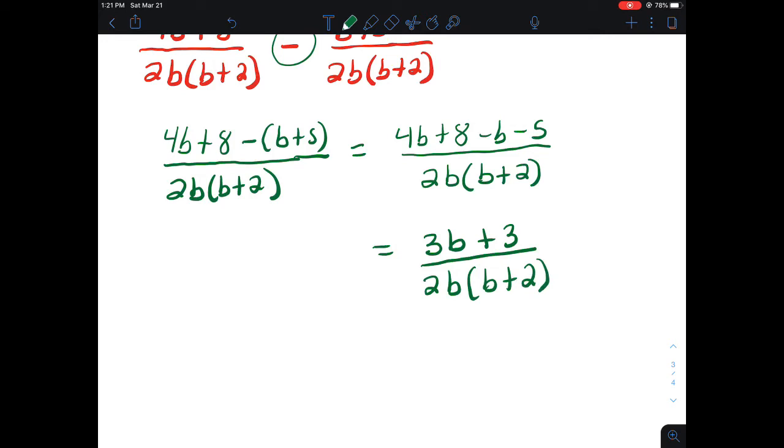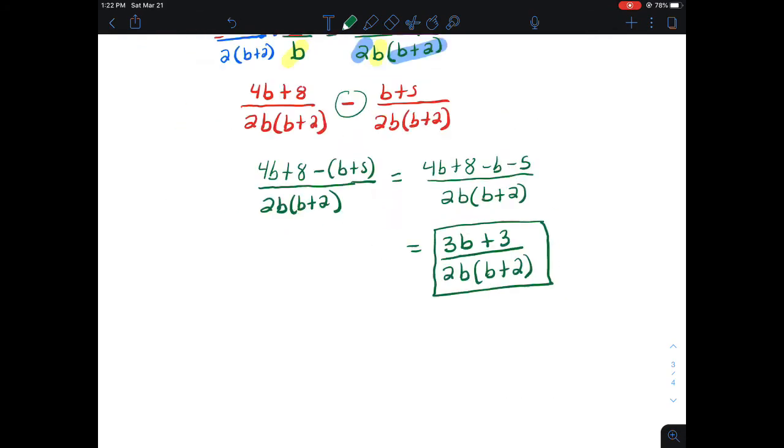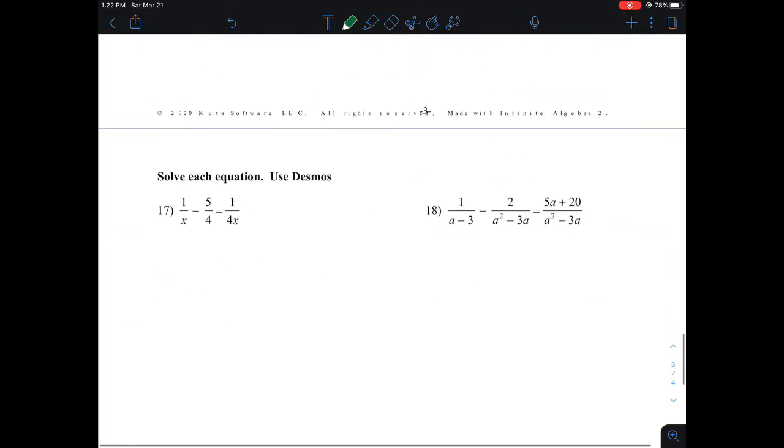Now, I could factor my numerator and pull out the common factor of 3, but if I did that, I would have 3 times b plus 1, and nothing would cancel. I couldn't reduce the problem any farther, so I'm just going to leave it like this. All right, so that's simplifying, adding, and subtracting rational functions. Now let's look at solving.